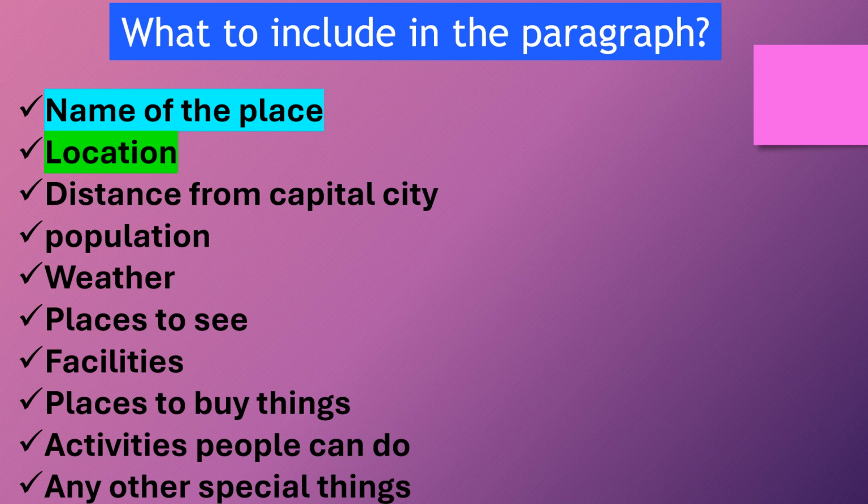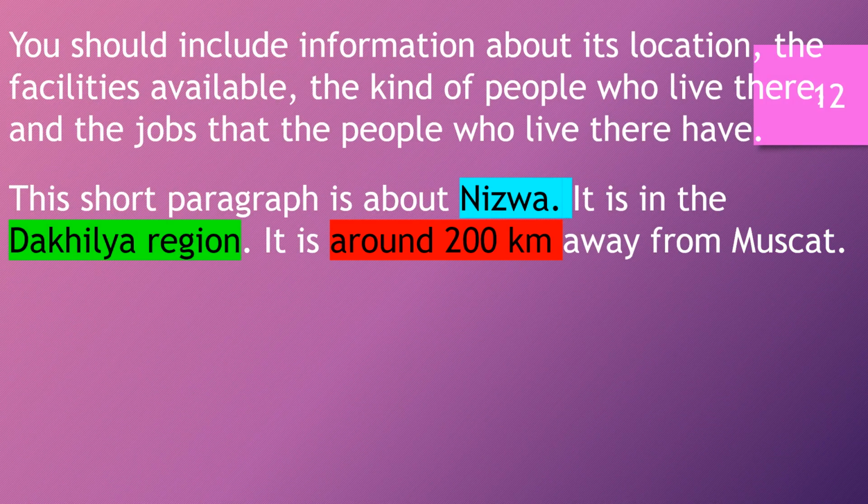Next, you need to write the distance from the capital city. How far is Nizwa from the capital city, Muscat? It is around 200 kilometers away from Muscat. Now, why are we using the word around here? You use the word around when you don't know the exact distance. So around 200 means it can be a little more than 200 or a little less than 200. So whenever you are talking about a distance and you are not very sure about the exact distance, use the word around. It is around 200 kilometers away from Muscat.